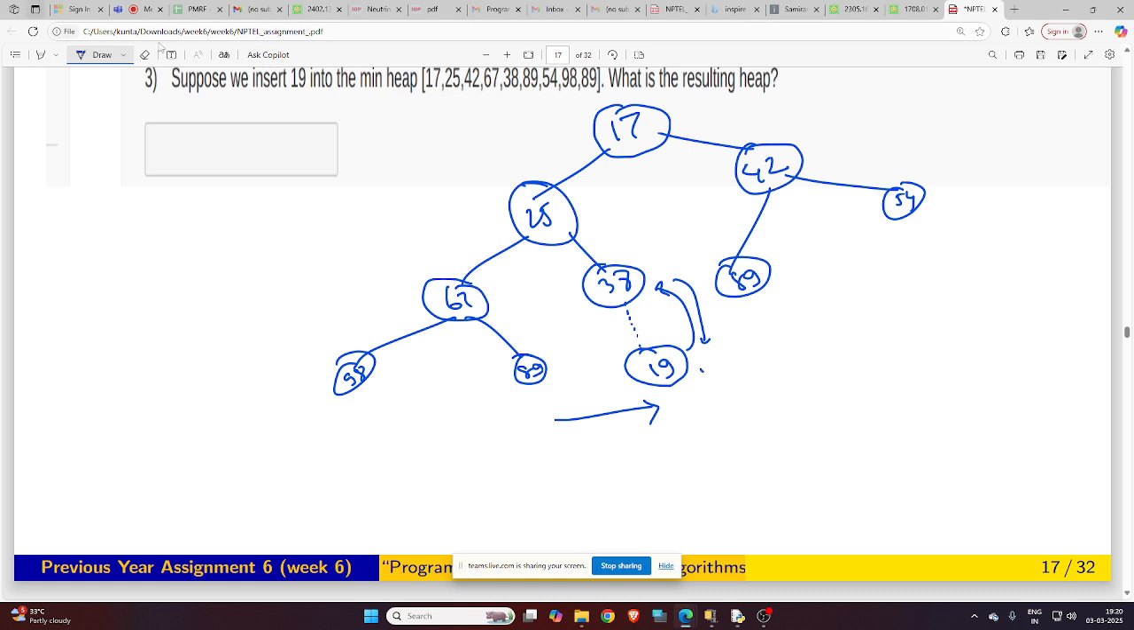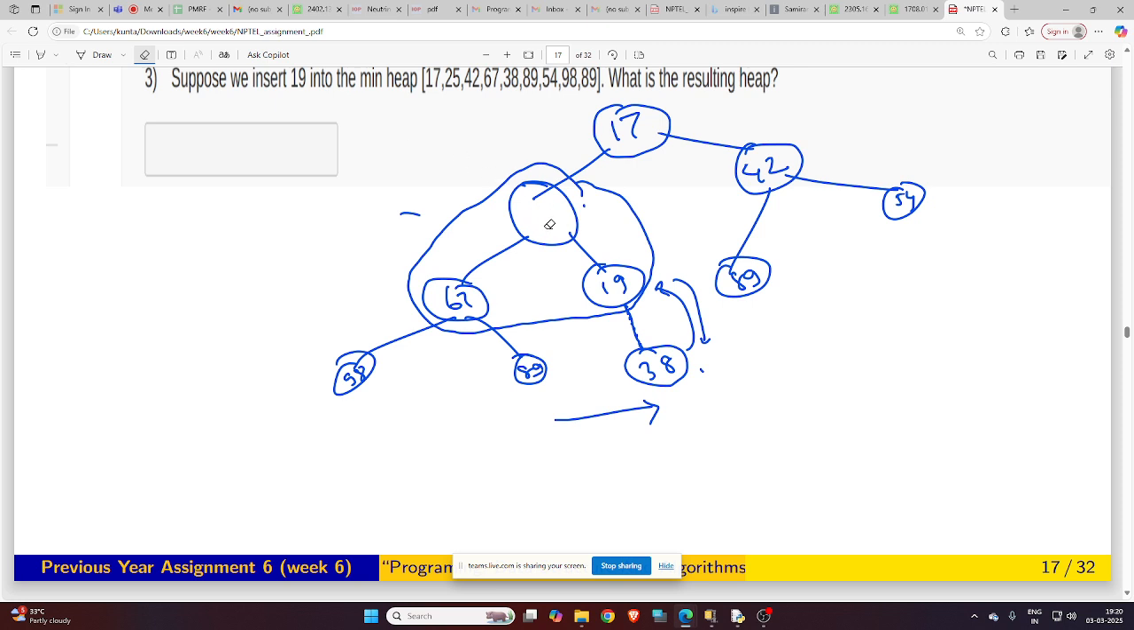Here it will be 19 and 38. Here it will be 19 and here it will be 38. Now you can see this branch is satisfying our min heap condition, but 19 is above 38. Now coming here, 19 and 25, this is not satisfying the condition. These two are satisfying, but this is not. So if I replace this 19 by 25 and 25 by 19, then both branches will be satisfied.